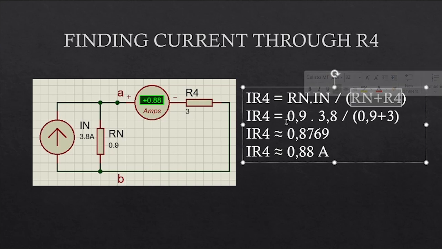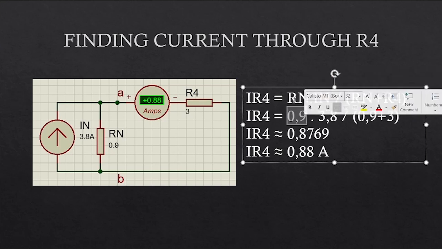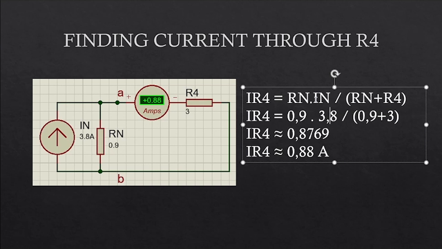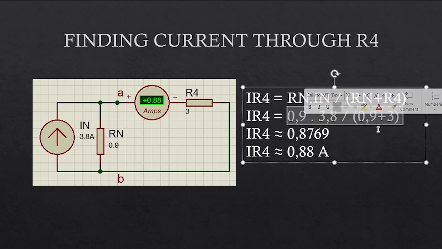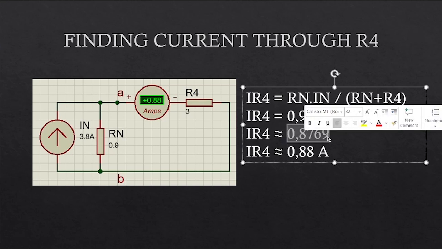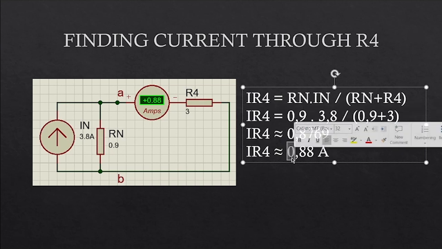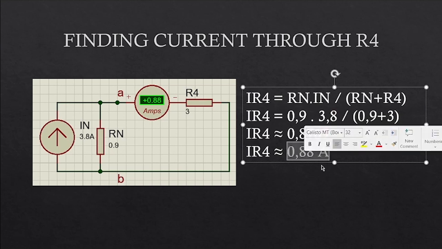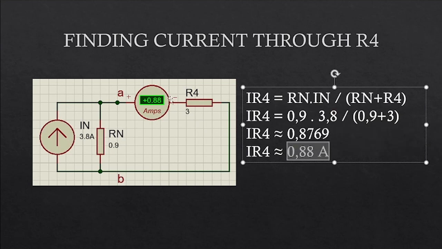So substitute the values. We got RN is 0.9 and IN is 3.8, and RN plus R4 is 0.9 plus 3. The result of this calculation is about 0.8769, and if we round this to significant figures, we get 0.88 ampere, and it is the same as the simulation in Proteus. There we have it. Problem number 2 solved.